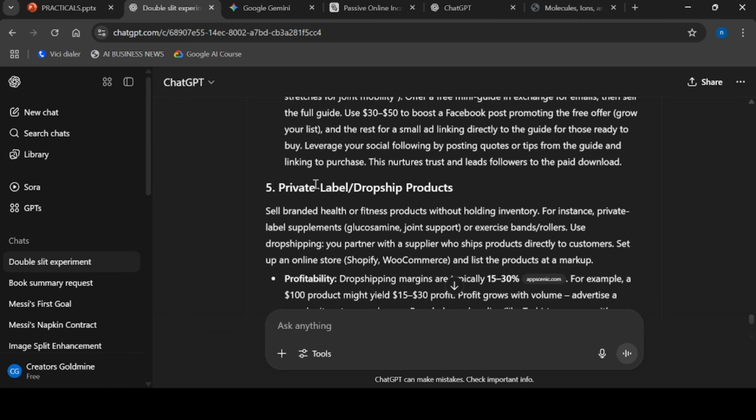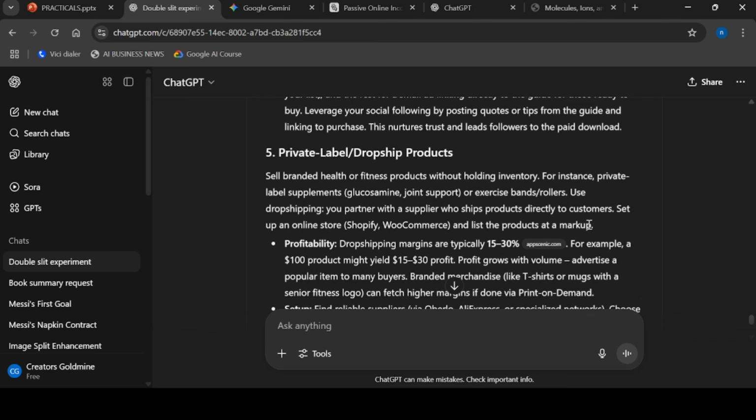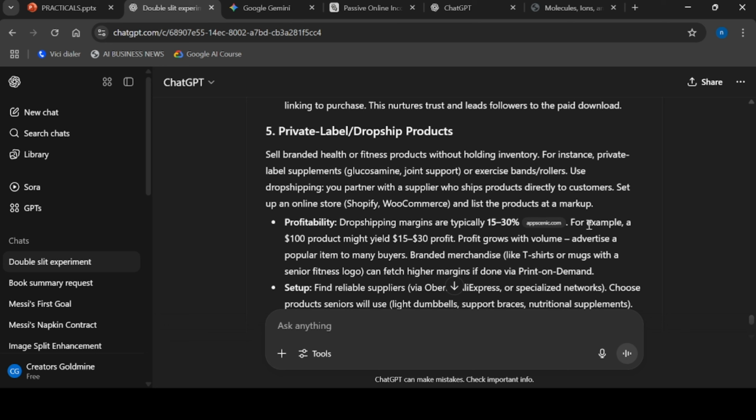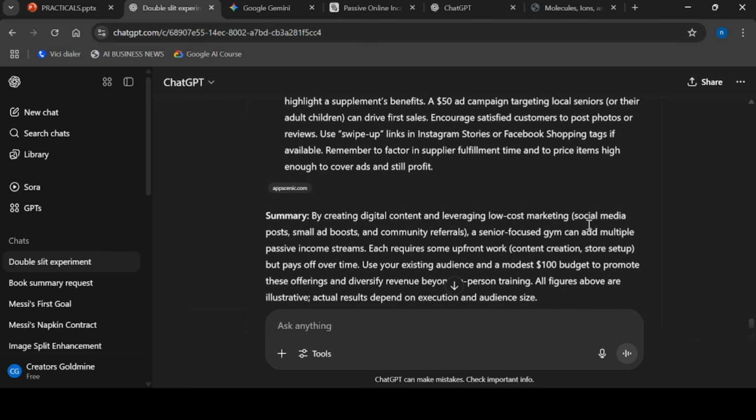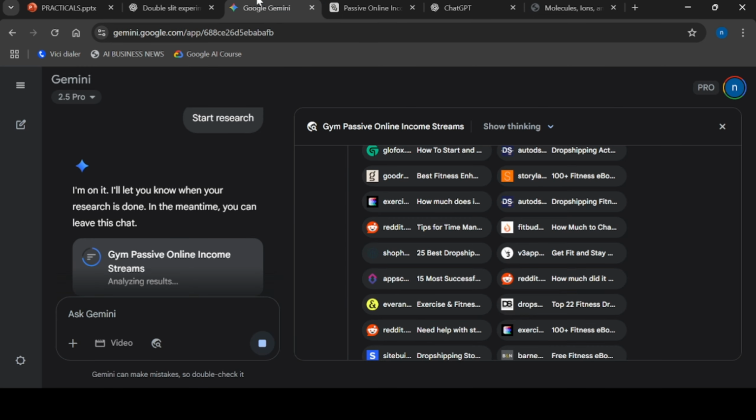which is like ebooks or small guides that teach people nutrition plans and whatever it is. Now, private label dropship products, sell branded health or fitness products without holding inventory. For instance, private label supplements or joints. You see, now start doing a dropship for health-based products. Now you're not creating the products, but someone has a product and you're selling. So this is what it was able to give us. Let's see what Gemini is doing, it's still loading.